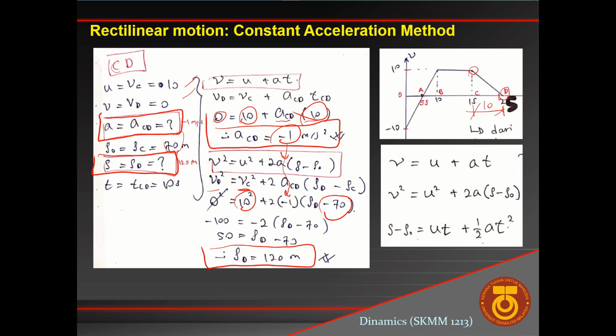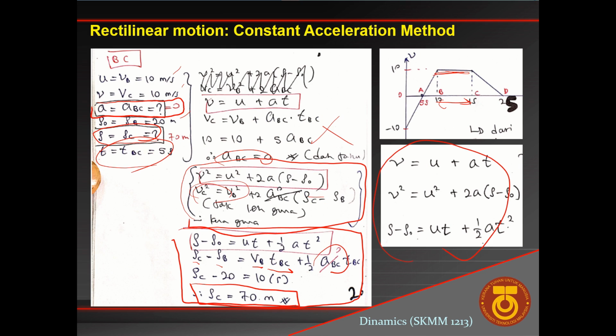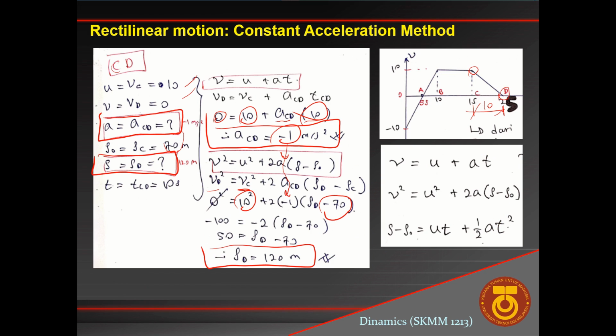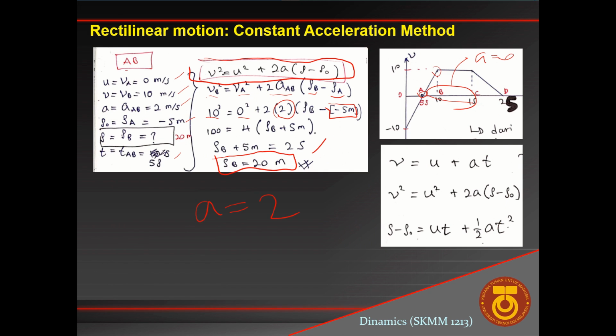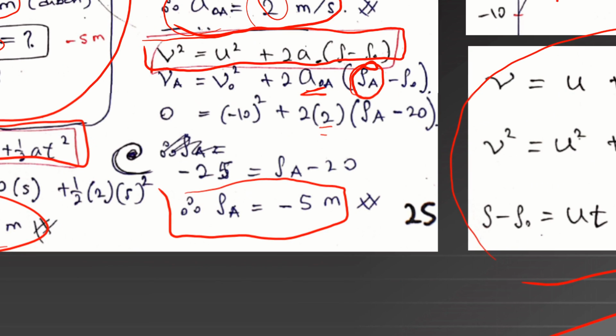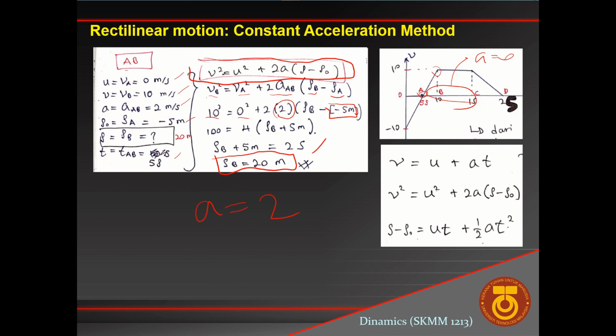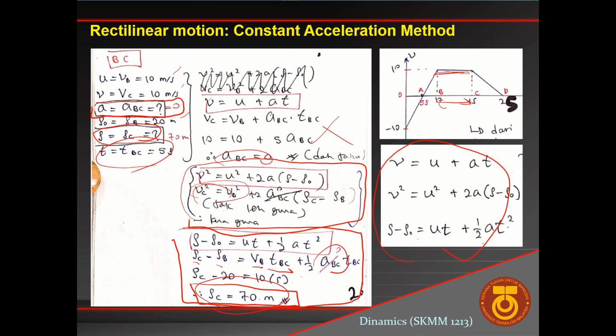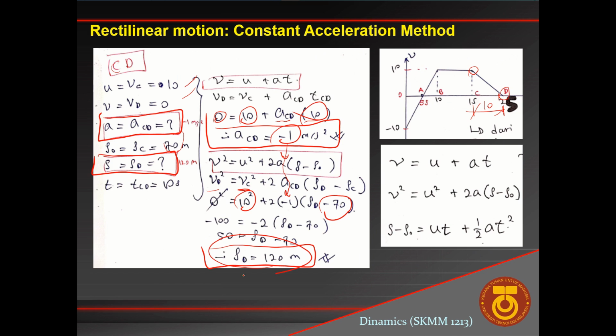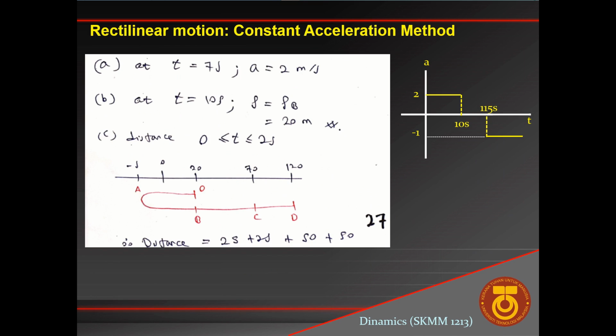Okay, so now you have all the information, the A from A to B, and A at CD, and you have the displacement at each and every point. Okay, see here you have the displacement SA minus 5. Okay, SB, SC 70, SD 120. So you have the S at each and every point. So to answer the question, at T equal to 7 seconds, A is 2. We have calculated that here. And then the question asks you to draw this graph.